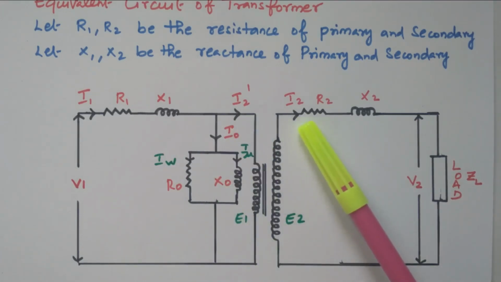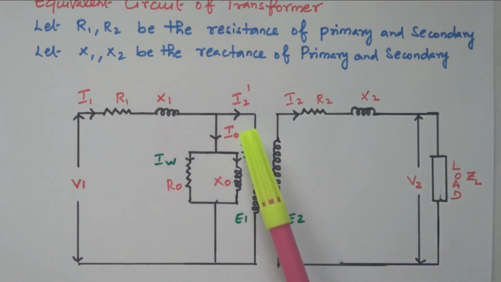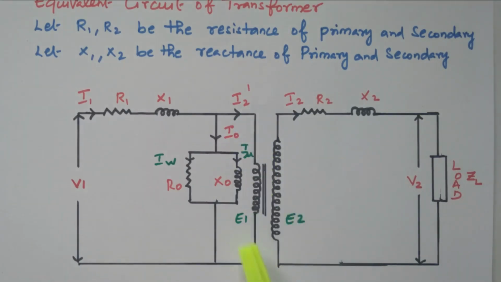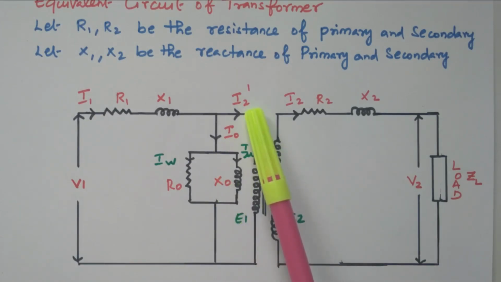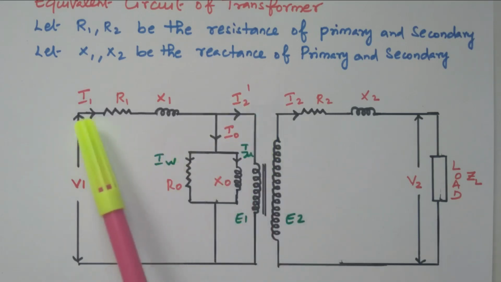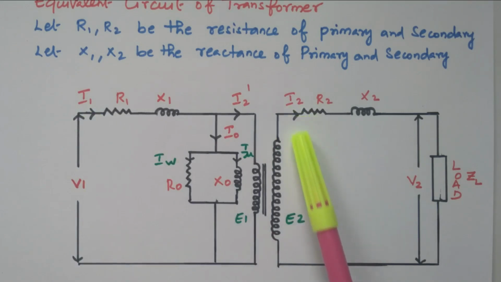I2 is the current flowing through the secondary winding when it is loaded. Because of the loaded condition, some more current will flow through the primary, and that is called I2 dash. So I1 is the total primary current, the sum of I0 and I2 dash. I0 is due to the no load condition, I2 dash is due to the loaded condition. The vector sum of these two is nothing but the total current I1. I2 is the current flowing through the secondary winding.